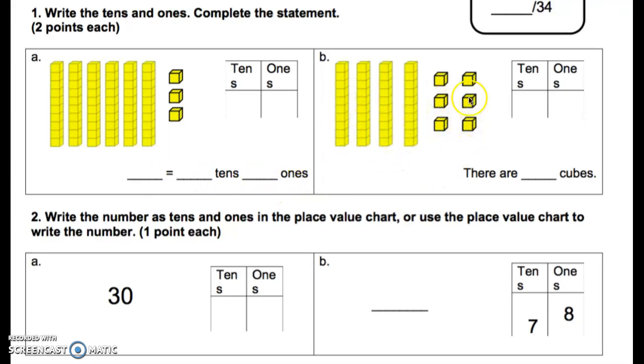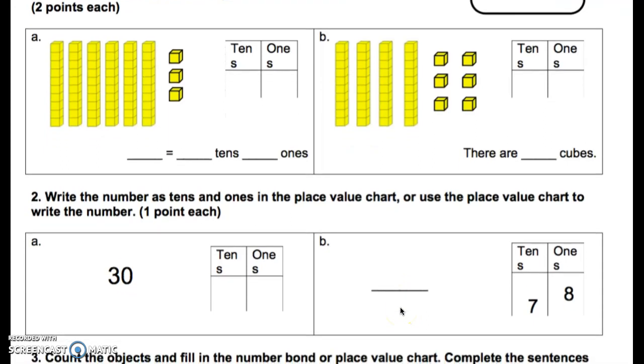B, same thing, look at the tens and ones, fill in the place value chart. There are blank cubes. Number 2, write the number as tens and ones in the place value chart, or use the place value chart to write the number. So letter A, they give you the number, fill in the tens and ones on the place value chart. Here's the place value chart filled in. This is how many tens, this is how many ones. What does that number equal?